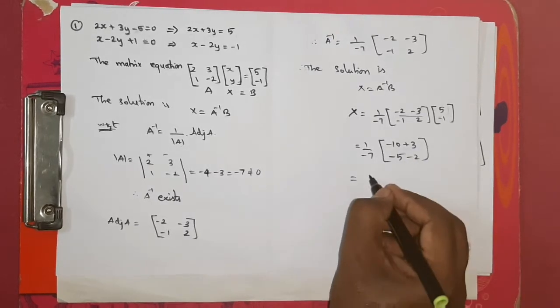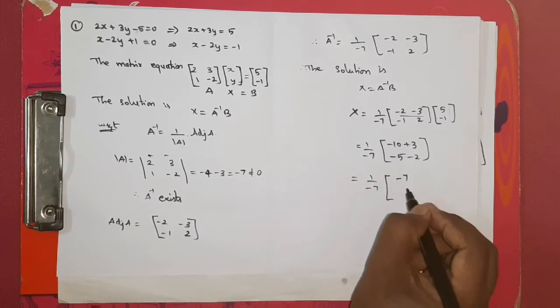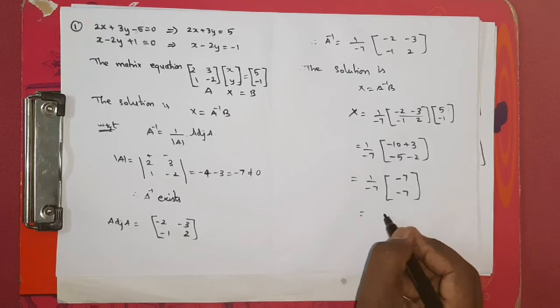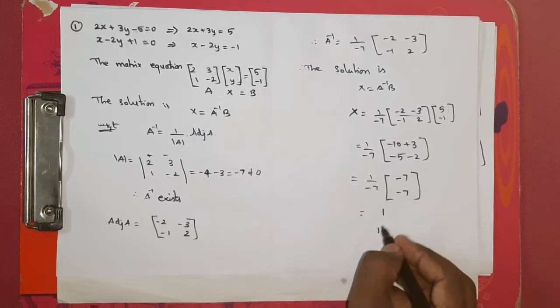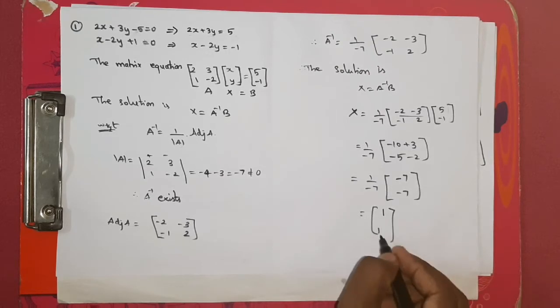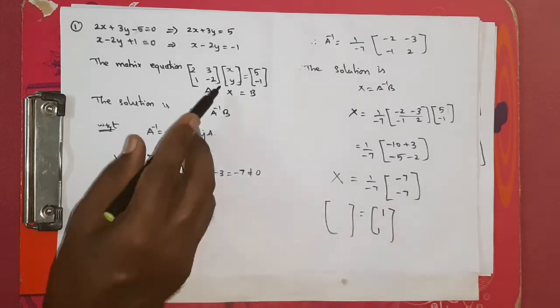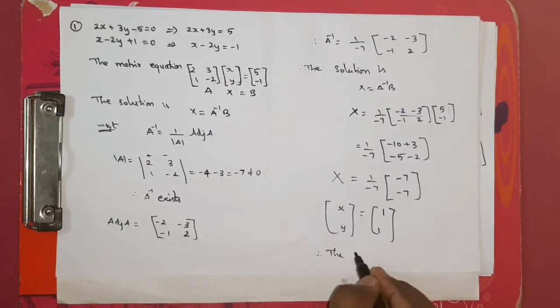So we got it. 1 by minus 7. Here minus 10 plus 3 is minus 7, and here also minus 7. When you divide this minus 7 by this minus 7, you get 1 inside. Like that, here when you divide by minus 7, you get 1. So the answer is 1, 1. For which one is this 1, 1? For the capital X matrix. What is the capital X matrix? X and Y. Therefore the solution is.